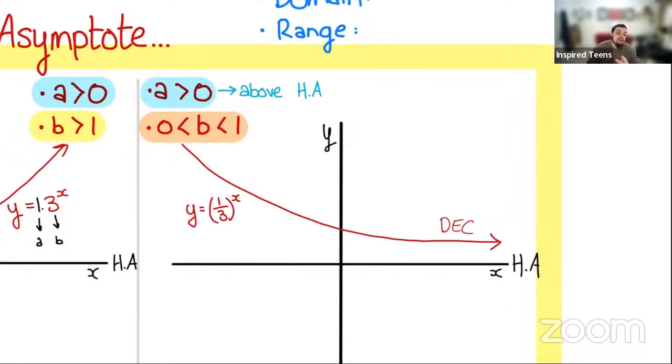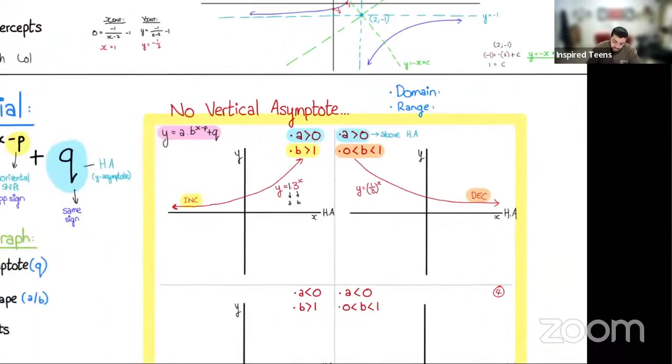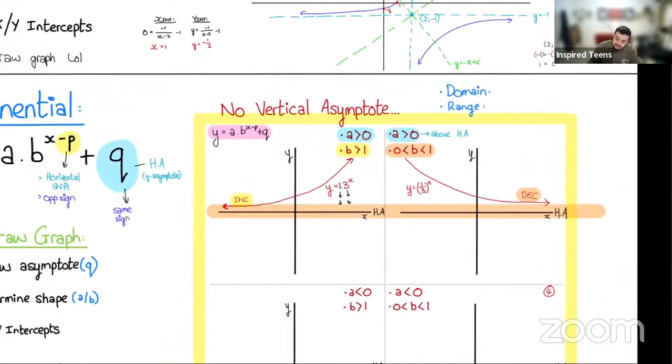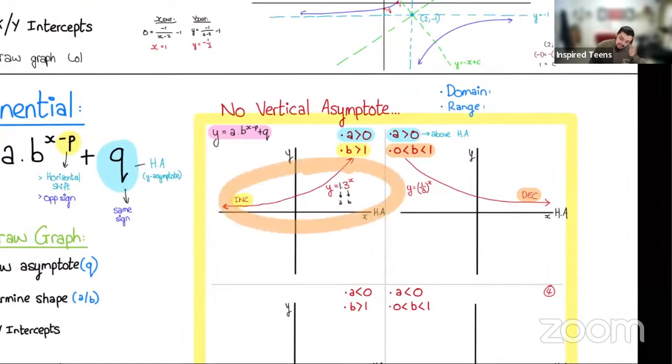Firstly, don't think that a is the 1 over 3. a is invisible in this case. It's just 1. So a is 1, and it's above the horizontal asymptote. And b is between 0 and 1, it's 1/3. That results in a decreasing function. Thus, b being greater than 0 but less than 1 results in a decreasing function. In both of them, a is greater than 0, so they are above the horizontal asymptote. It just happens that here the horizontal asymptote is the x-axis. But when b is greater than 1, it's increasing.